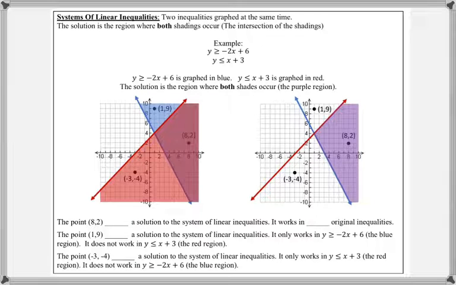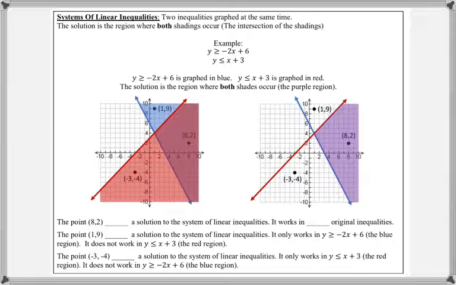The next part of the section is on systems of linear inequalities. So this is where two inequalities are graphed at the same time, and the solution is the region where both shadings occur, or the intersection of the shadings. So we have an example here.